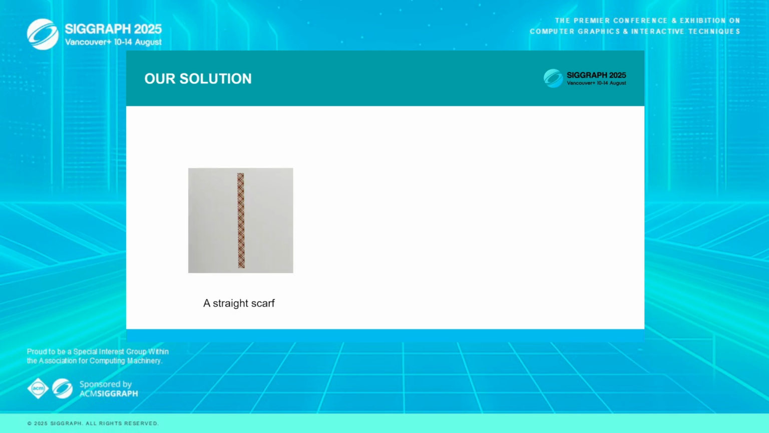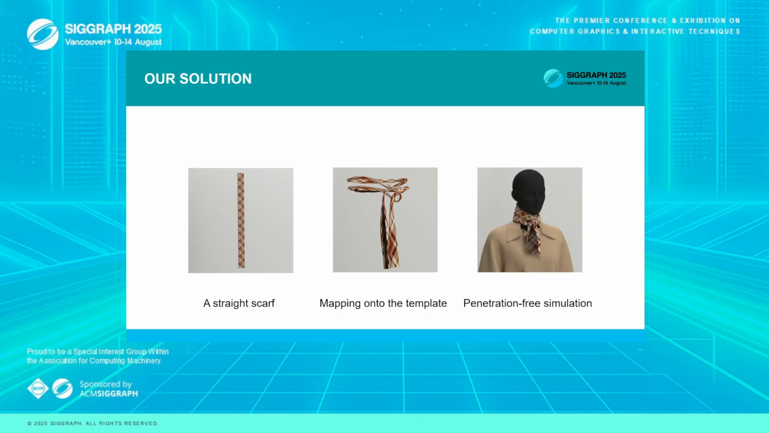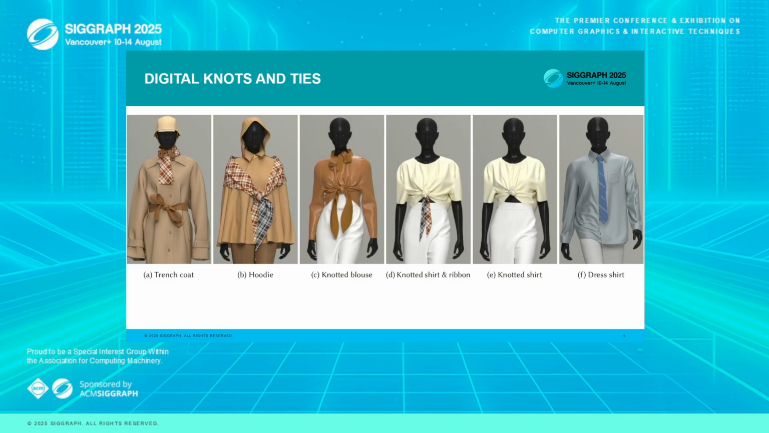To tackle this problem, our solution is utilizing parametric templates. We begin with a straight scarf. The first step is designing a scarf template, and then we map the flat scarf mesh onto that template. With penetration-free simulation, our method can efficiently model a scarf wrapped around the neck in just a few minutes. By designing several parametric templates, our method can efficiently model a variety of knots and ties across different garments.